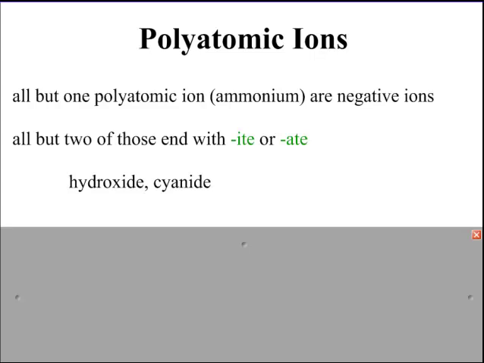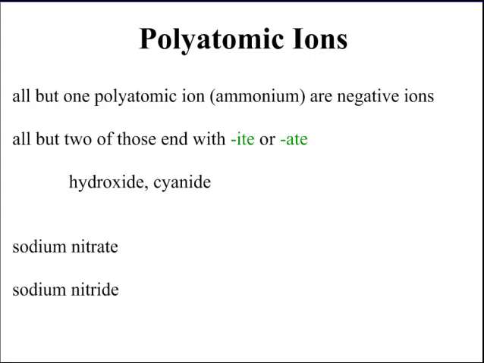With regards to polyatomic ions, all but 1 are negative ions. All but 2 of those negative ions end with ITE or ATE, and that's the part of the name that tells you a polyatomic ion is present. Compounds with a monatomic anion, remember that's an ion of a nonmetal on the periodic table, they have the IDE ending.